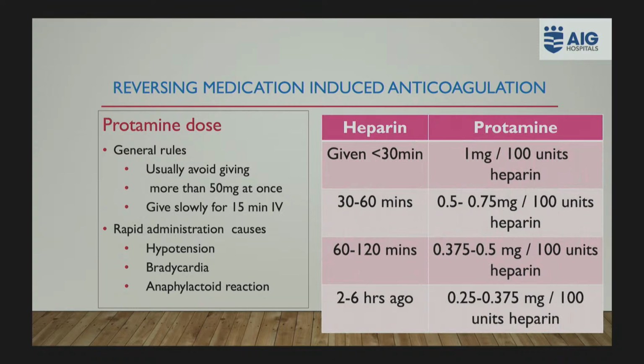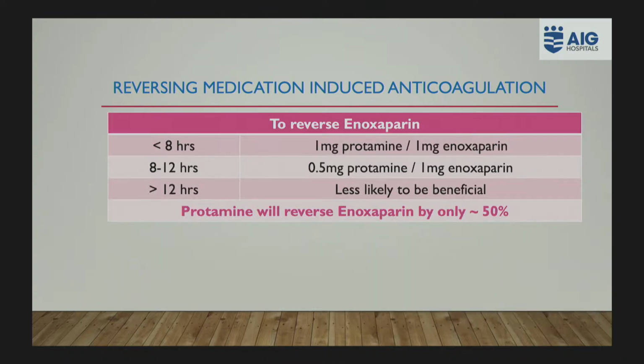Coming to protamine dosage as per the heparin given: for every 100 units of heparin given in the last 30 minutes, 1 milligram of protamine will reverse the heparin effect. For heparin given 30 to 60 minutes earlier, for every 100 units, 0.5 to 0.75 milligrams of protamine is needed. As the time since the heparin intake increases, the dosage of protamine decreases.